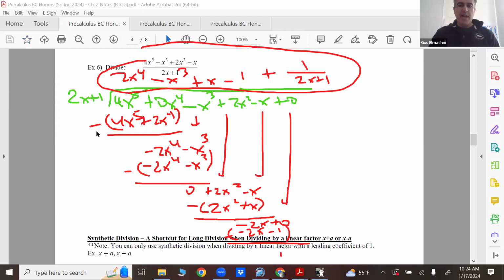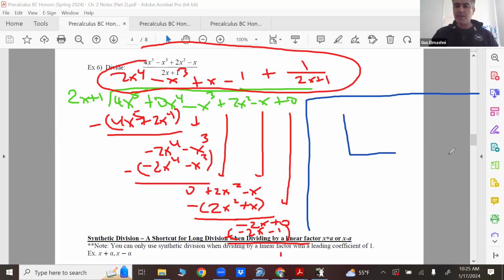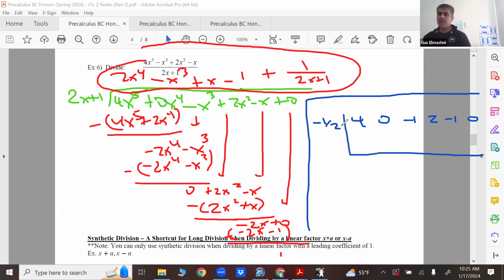Okay. Now I could have done this differently. I'm going to do it off to the side here. Switch to blue. You don't have to write this down because we're going to do this in the next few examples, but you could have done this differently. 4, 0, -1, 2. I could have done that. And when I work it out, I get this.